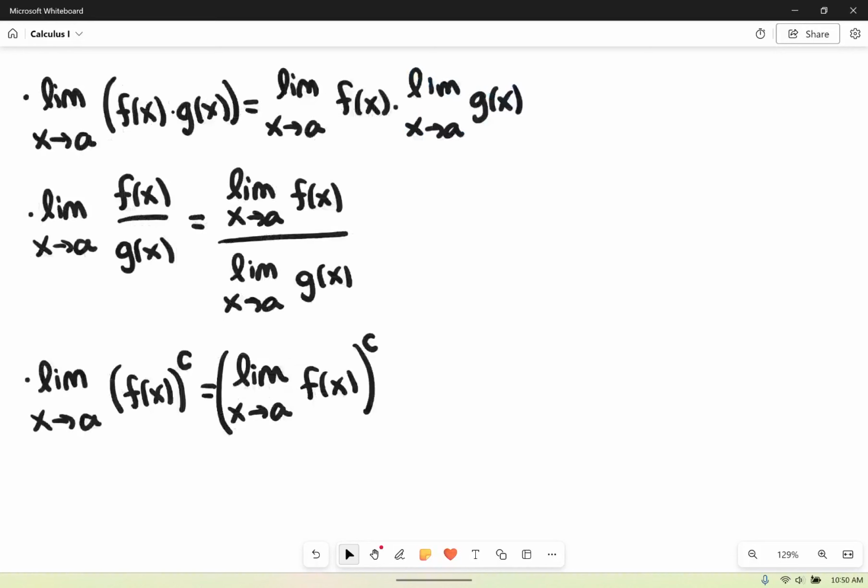And finally, the limit as x approaches a of f of x to the power of c is equal to the limit as x approaches a of f of x raised to the power of c. So the limit of a power is the power of the limit. Essentially, limits work really well with algebra. This allows us to evaluate limits of any rational or radical function.